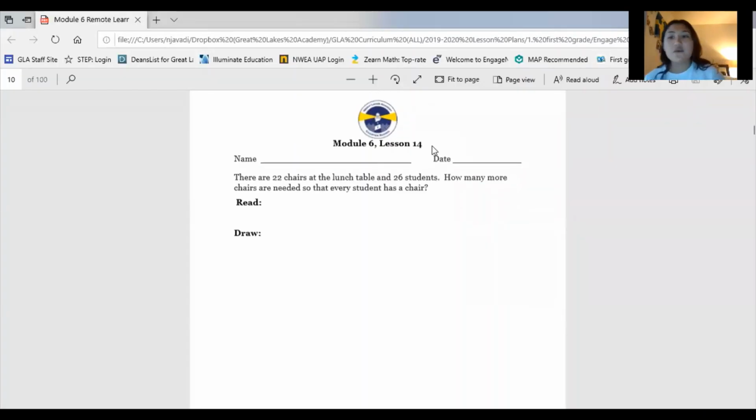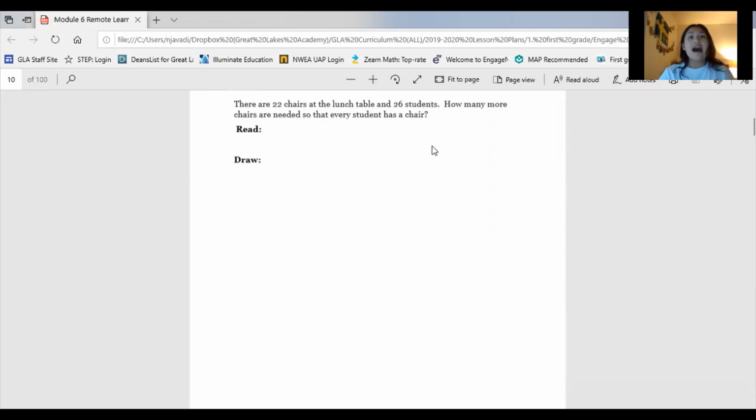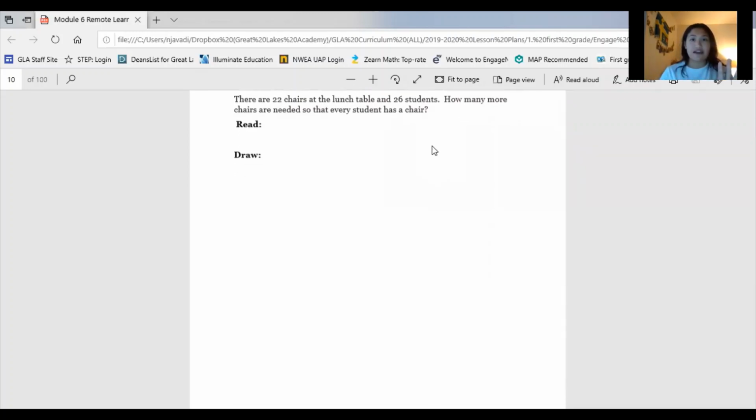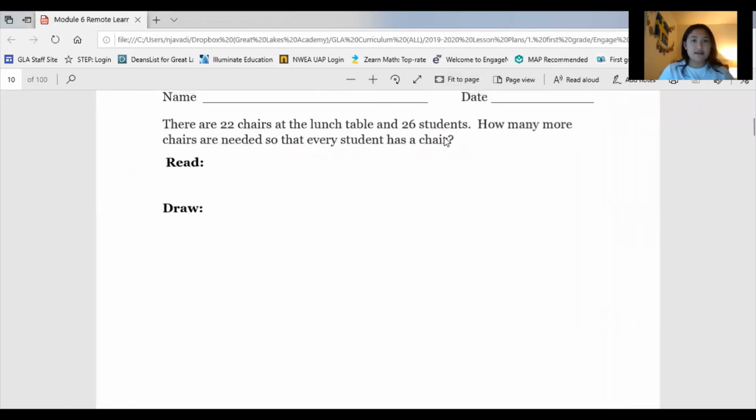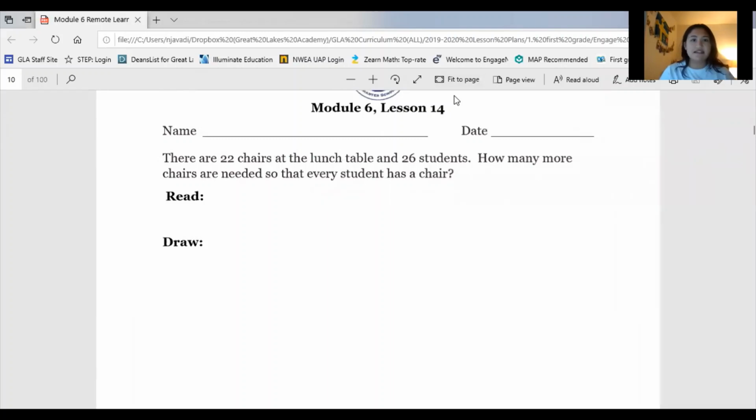Let's jump in. Today we are looking at Module 6, Lesson 14. It looks like this. So if you were able to print the packet, go ahead and take your packet out and have it out in front of you. If you're not able to print the packet, that's okay. I have it up here and on the screen right now. When you're working on your problem, you can pause the screen and look at the problem on my page. I'll zoom in so that you can read it in case you need to pause and look at the problem. We're going to start reading together, then you're going to solve on your own.